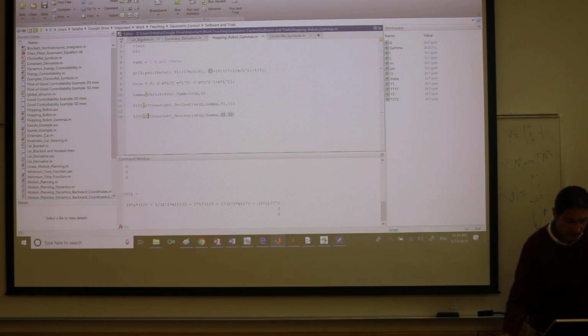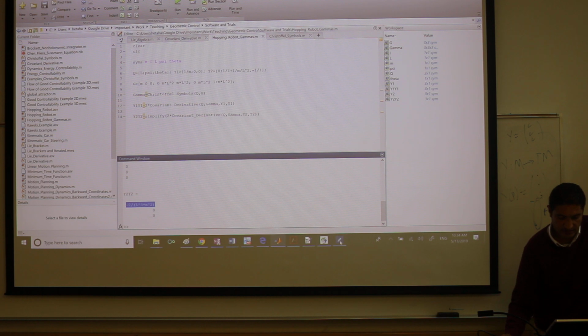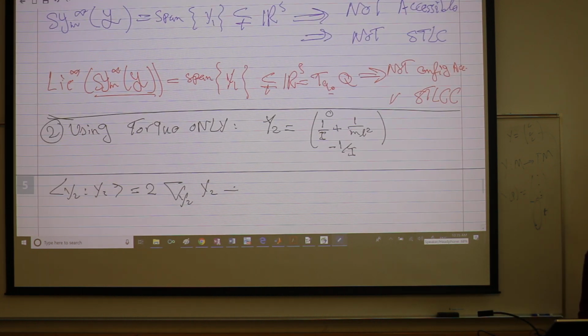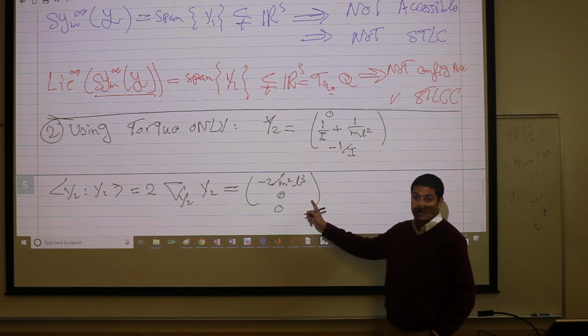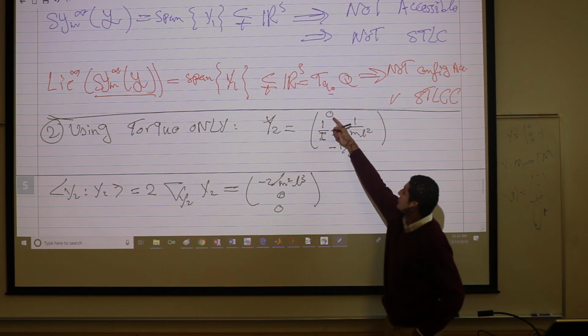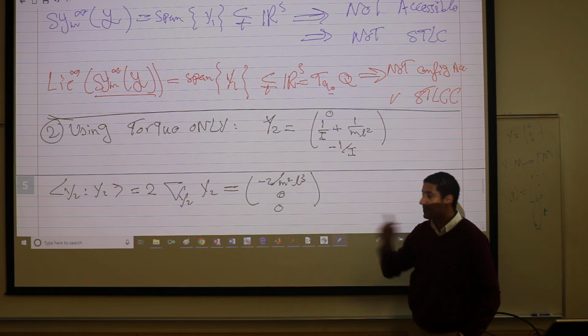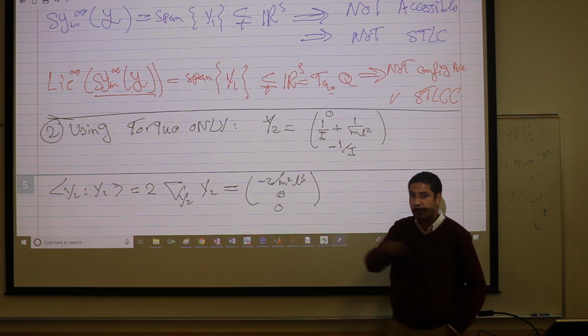So this is the vector. Let's simplify. So yeah, it's negative 2 m squared L cubed. Very good. So this is negative 2 m squared L cubed down, 0, 0. That's interesting because this is a new direction in which you can generate force. This guy was not generating anything in the radial. Now I can generate in the radial by doing the torque.